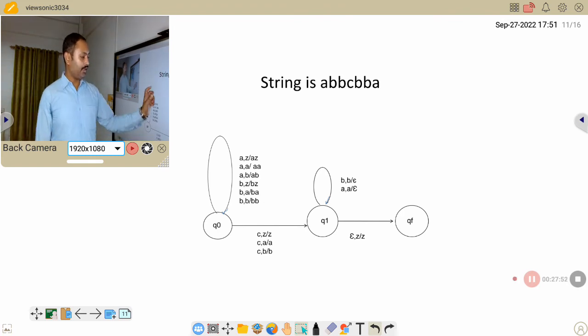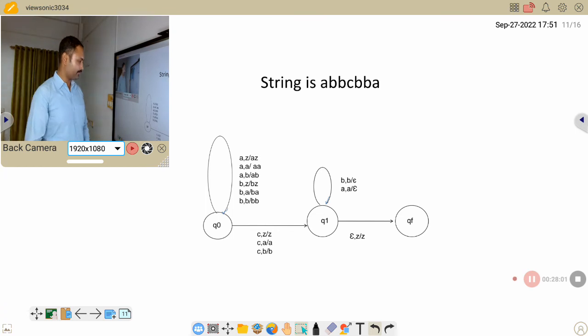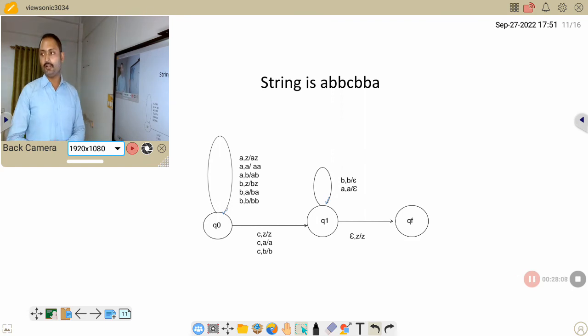At last the stack is empty, only Z is left over there. So we can change our state from Q1 to QF, and this is the end of our solution. So this is the procedure by which we can design our pushdown automata for the corresponding language.